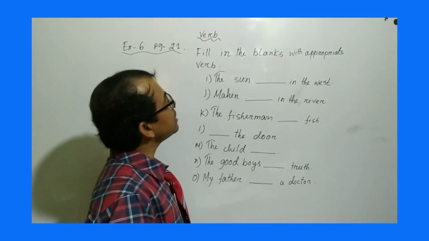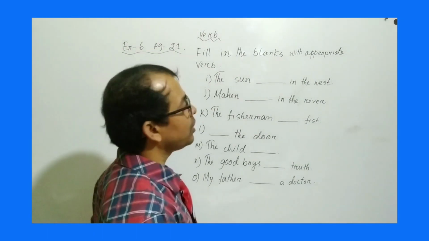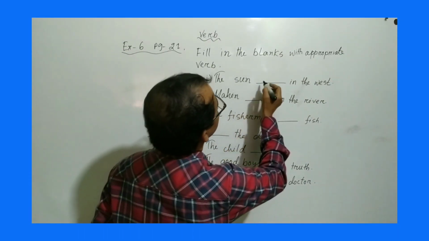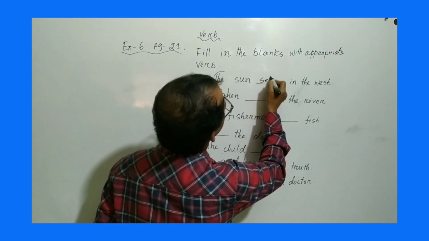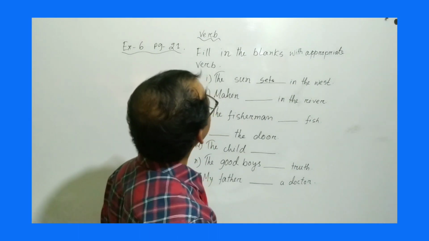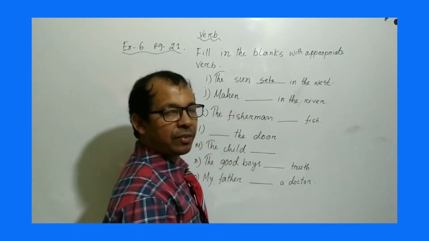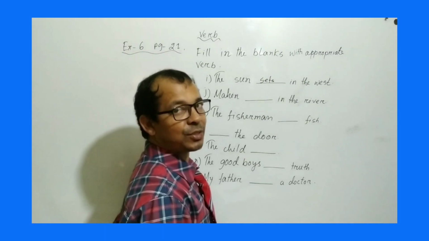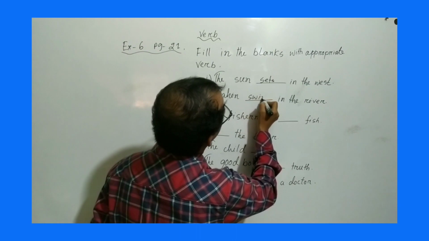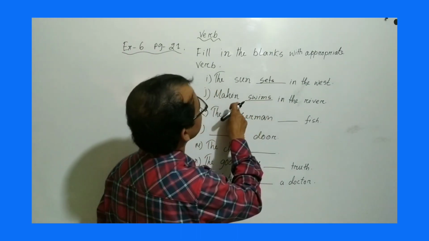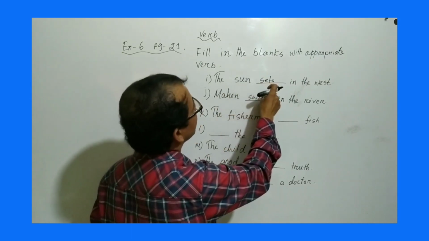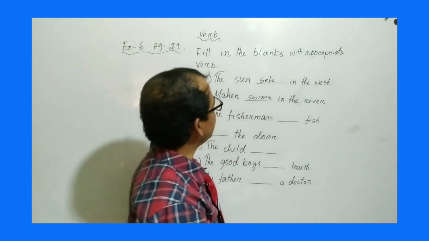Next one, my dear student: the sun dash in the west. What verb can we write here? The sun sets, S-E-T-S, sets in the west. Okay. Mahin dash in the river. What does he do in the river? Okay, swims, S-W-I-M-S. As this is third person singular number and this is also third person singular number, s is added to the verb.